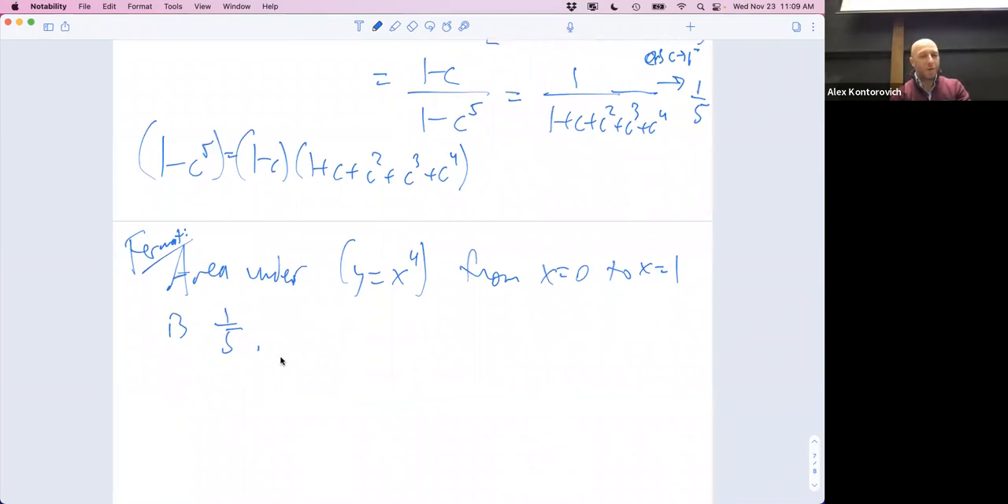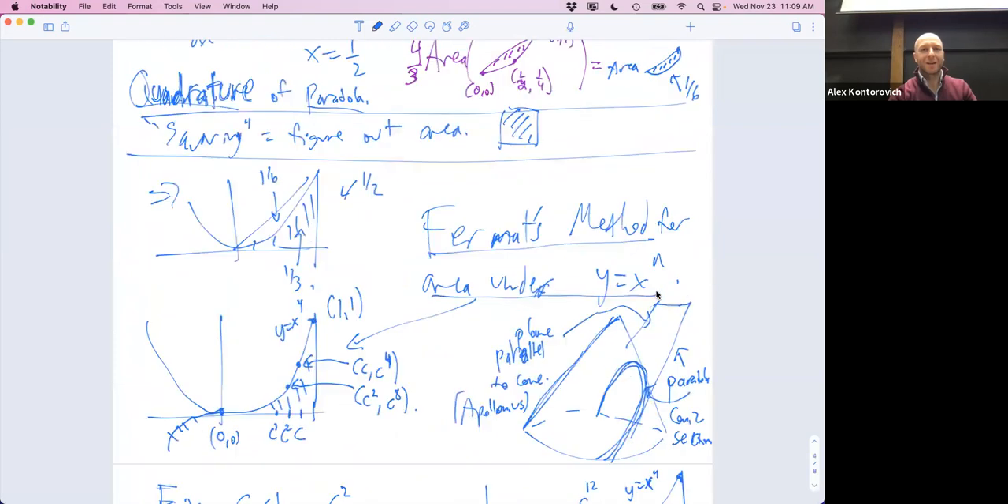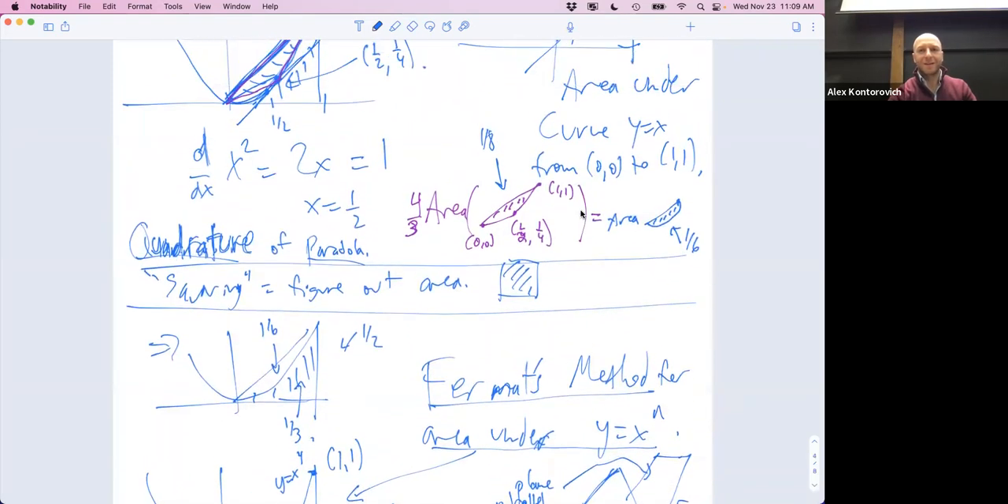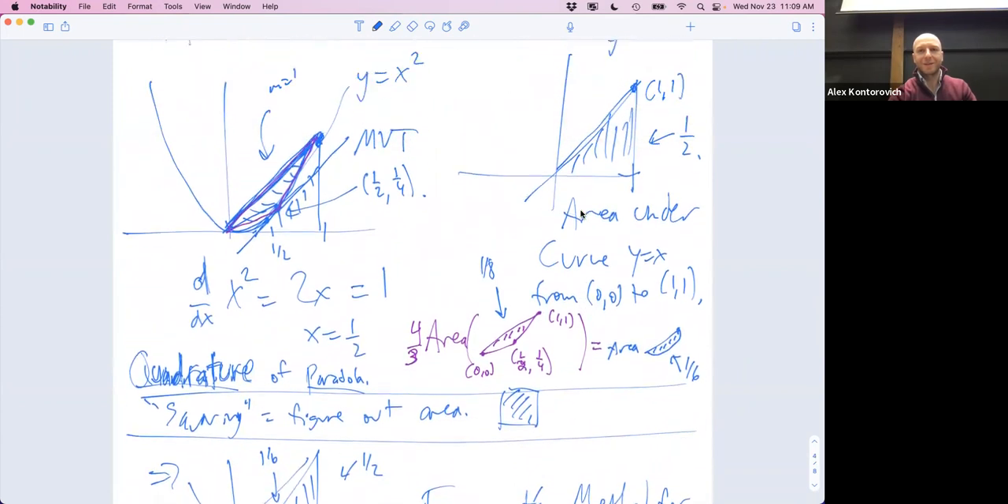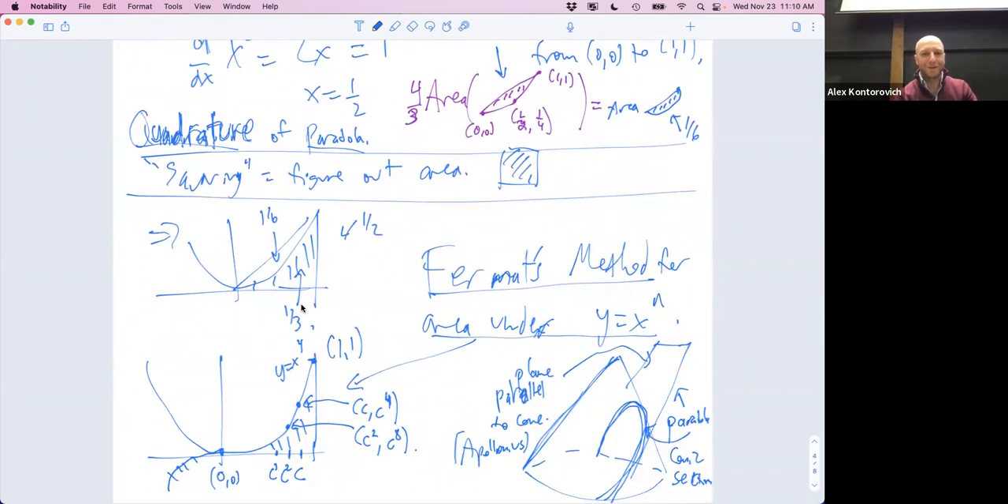So by the way, just to put it here, Archimedes showed that the area under the graph of y equals x squared, this isn't how he would have said it, but effectively he showed, from 0 to 1, is, do you guys remember? 1/3. We had it right here. Where's that 1/3? Archimedes. Yes. Where is it? There it is. A 1/3. This 1/3.